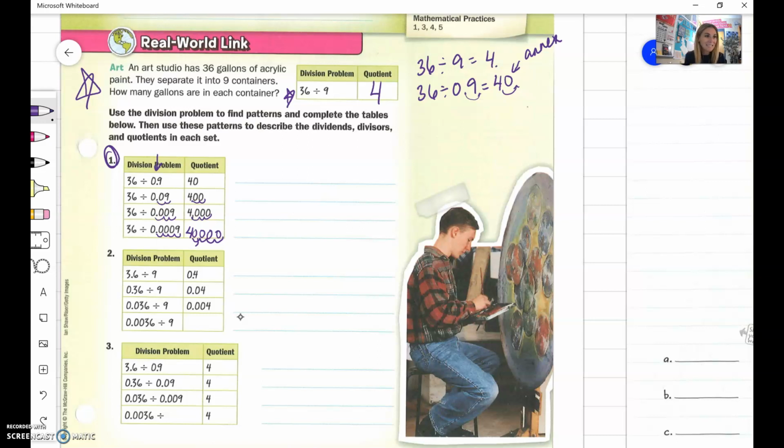So what are we seeing that is actually happening? We're seeing that the dividend stayed the same, but the divisor changed based off of tenths, hundredths, thousandths, ten-thousandths. So basically what we did is we just moved that decimal point over.